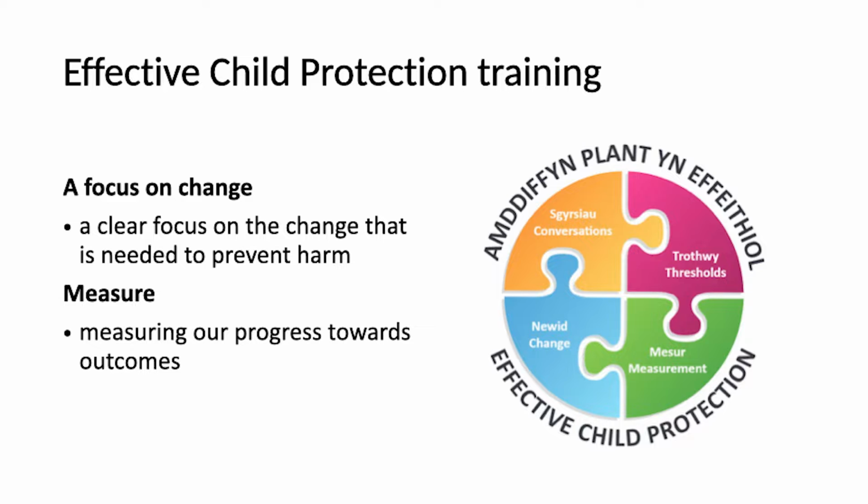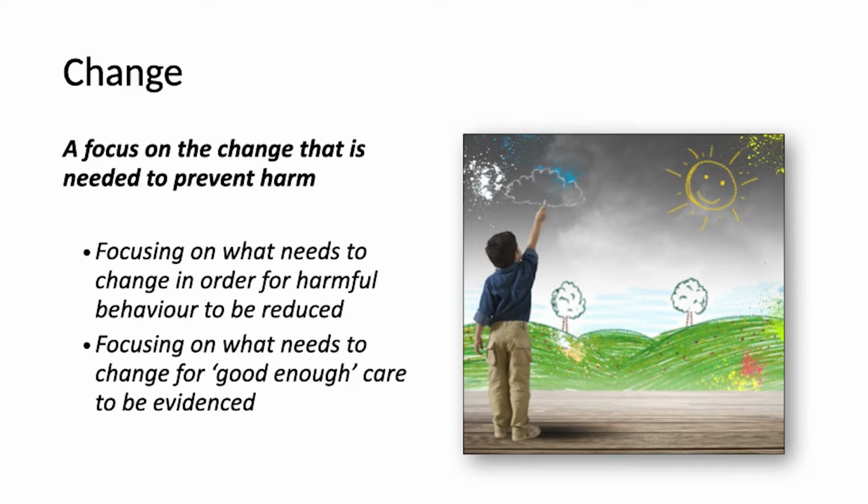This training focuses specifically on 2 of the areas of the effective child protection model. These are change and measure. Child protection is about change. We start with circumstances where the care provided to a child is not good enough. Through intervention, we hope to achieve care that is good enough. This move from not good enough to good enough requires change.